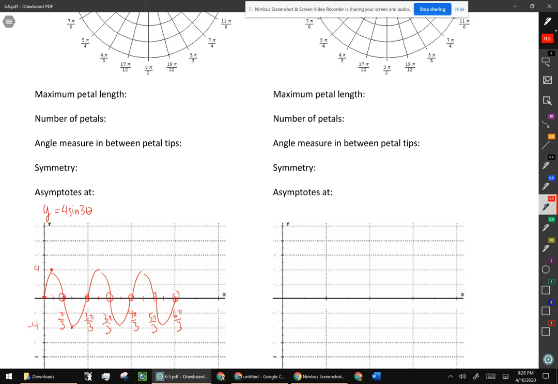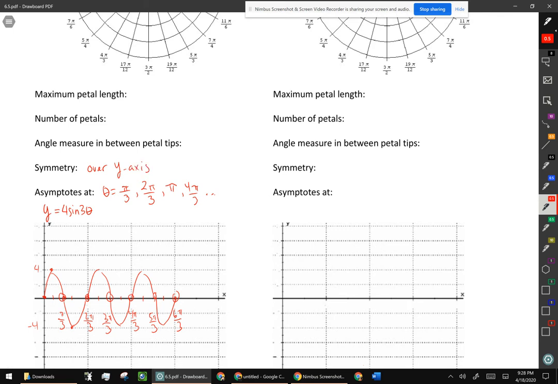And let's do that here. Let's see, pi over 3, 2 pi over 3, just pi because 3 pi over 3 is pi, 4 pi over 3, and we'll end up getting more after. Symmetry is going to be over the y-axis, because this is sine.